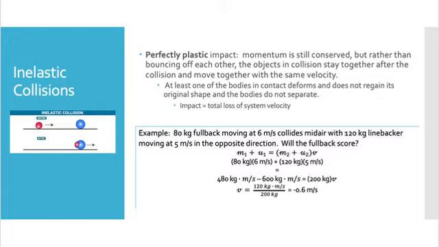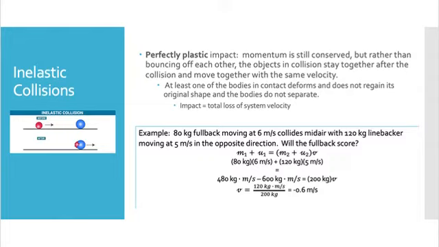Suppose an 80 kg fullback collides midair with a 100 kg linebacker at the goal line during a goal line stand. Just before the collision, the fullback had a velocity of 6 meters per second toward the goal line, and the linebacker had a velocity of 5 meters per second in the opposite direction. In the collision, if the collision is perfectly inelastic, would the fullback be moving forward and score a touchdown just after the collision, or would the defense win?